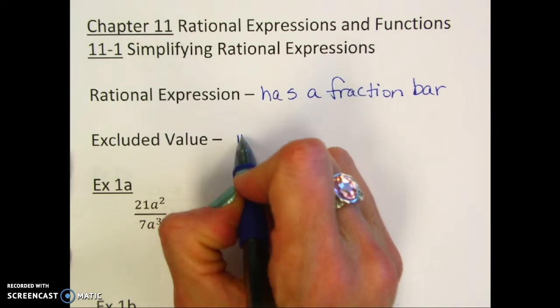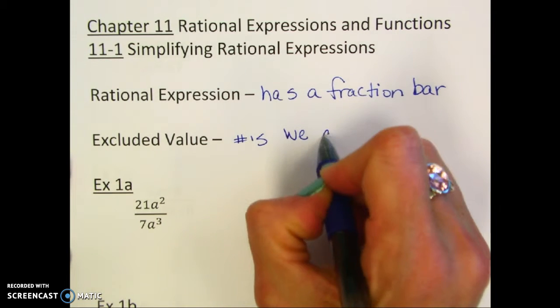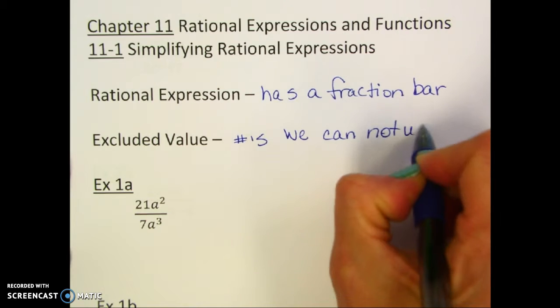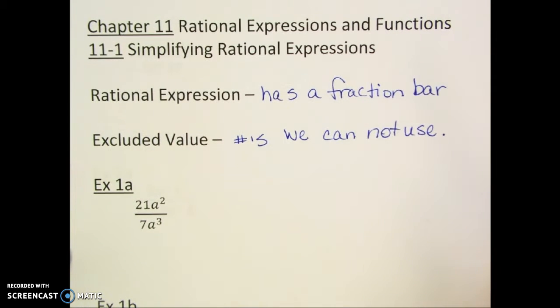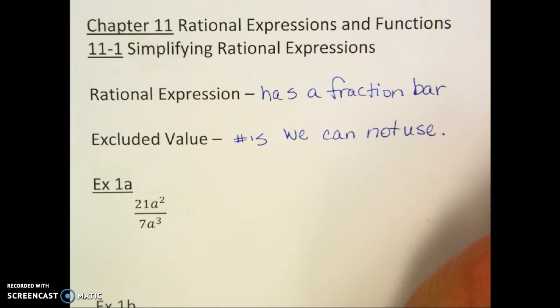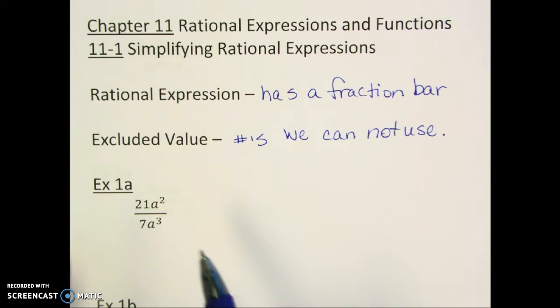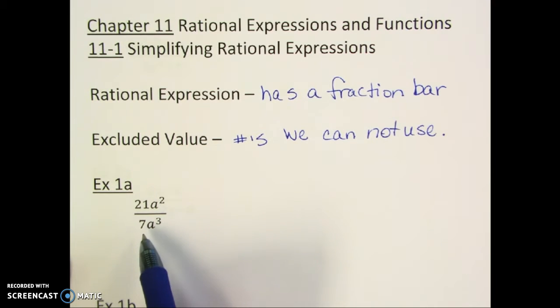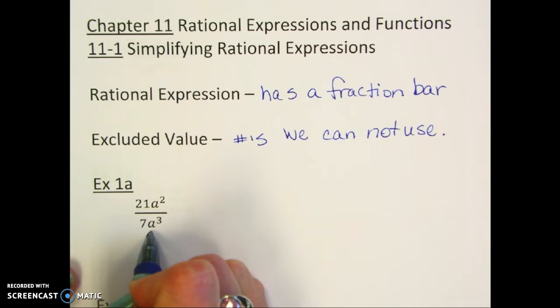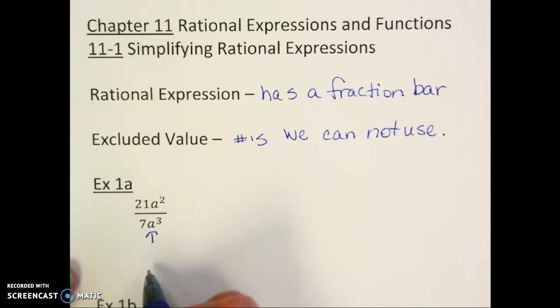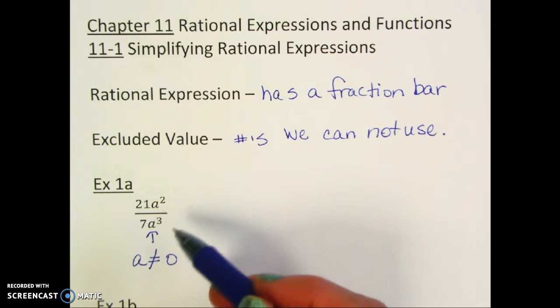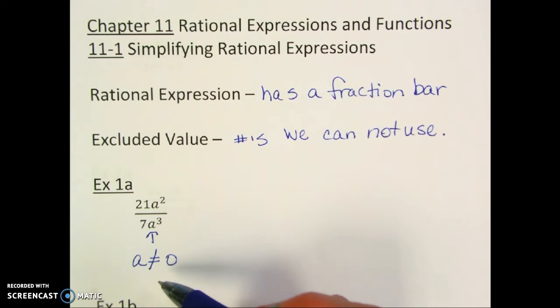Excluded values are numbers we cannot use. They're restricted, usually because of something that's going on in the problem. For example, if you're taking a square root, we don't know how to take the square root of negative numbers, so we would not be able to have any negative numbers inside the square root. For these problems, we can't divide by what? Well, you can't divide by 0, so the denominator of this cannot equal 0. So whatever would make the bottom turn out to be 0, a cannot be. Well, a can't be 0 then, because 0 cubed would still be 0 times 7 would still be 0. So the bottom cannot be 0.